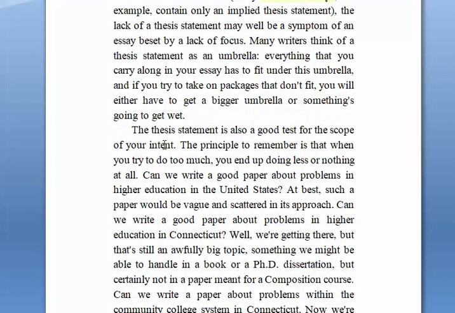The thesis statement is also a good test for the scope of your intent, your intention, what you are going to do. The principle to remember is that when you try to do too much, you end up doing less or nothing at all. Can we write a good paper about problems in higher education in the United States? At best, such a paper would be vague and scattered in its approach.